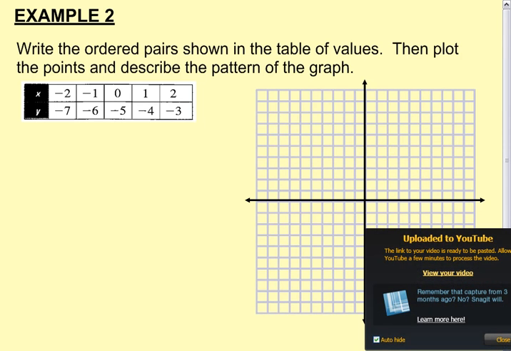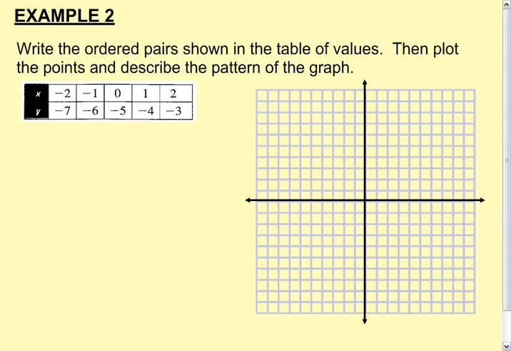Example number 2, Carter says, write the ordered pairs shown in the table of values, then plot the points and describe the pattern of the graph. Okay? Now, Carter, the first thing I want to know from you is, what is an ordered pair? An ordered pair is basically an XY pair. Uh-huh. X goes first, and there are parentheses around it.